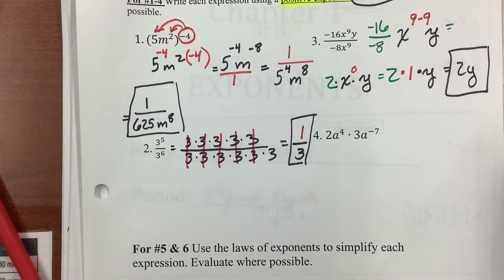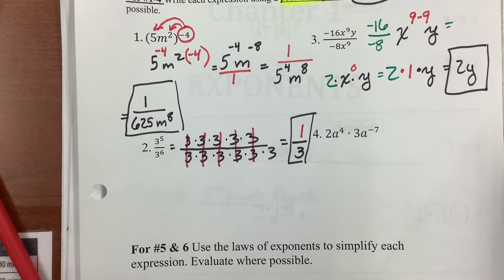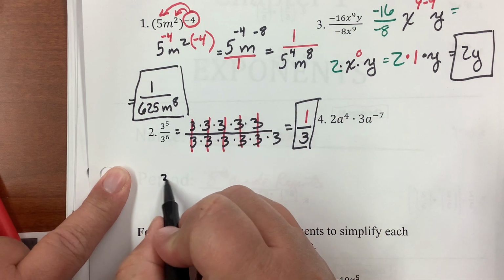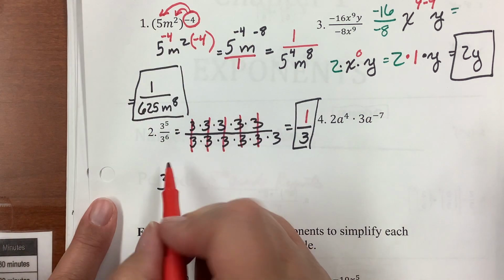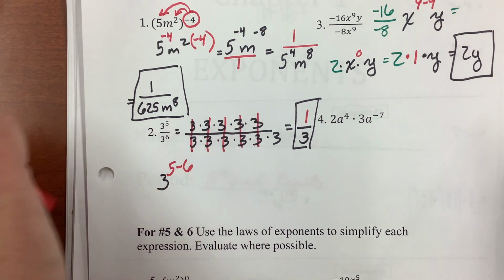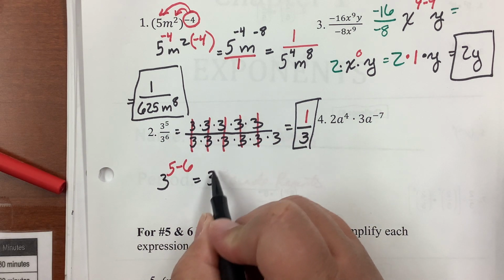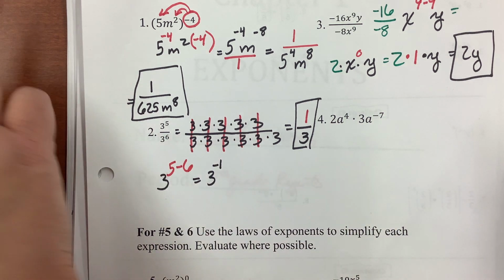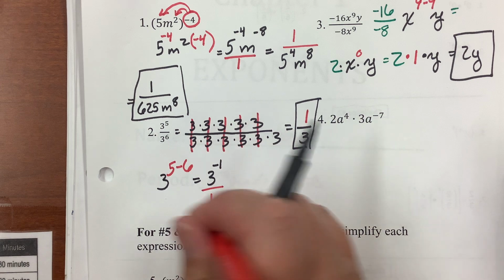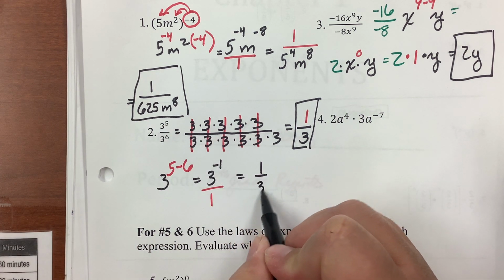Now, you could do it like that. There is no problem. If that's how you feel comfortable with this kind of problem, go right ahead. Me, I would do it this way. 3 to the 5th power minus 6th power. It's always going to be the top minus the bottom exponent, which is 3 to the negative 1st power, which has to go over 1 because negatives got that bar there. When you flip it over, it's still 1/3.